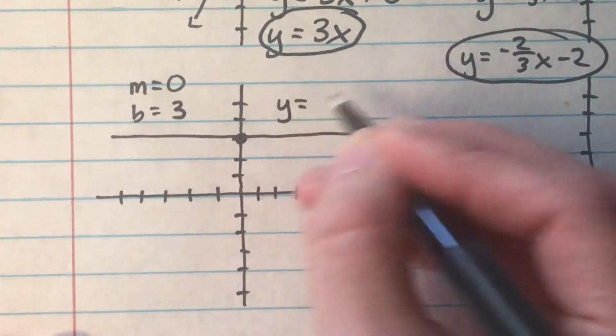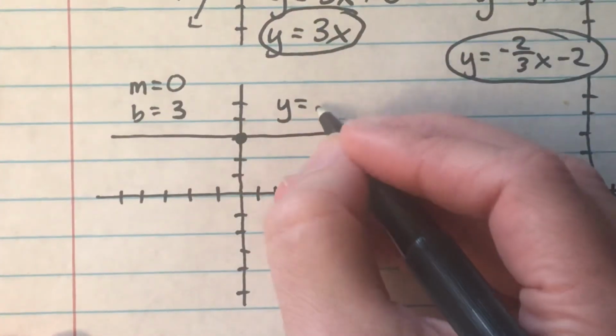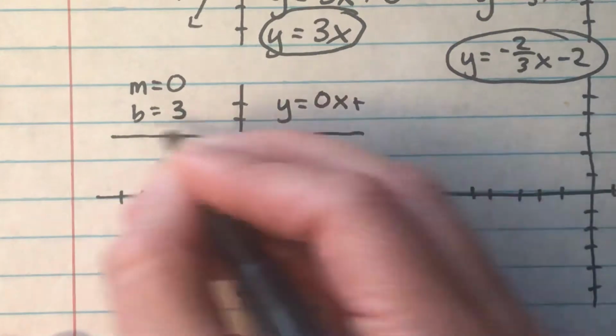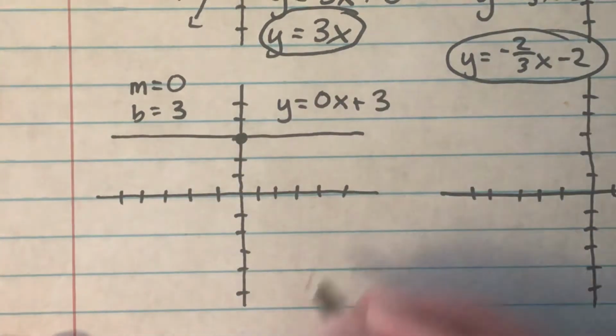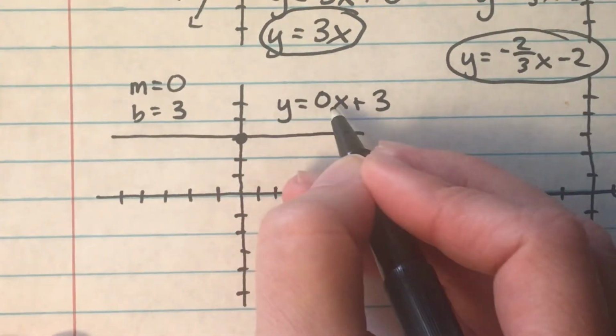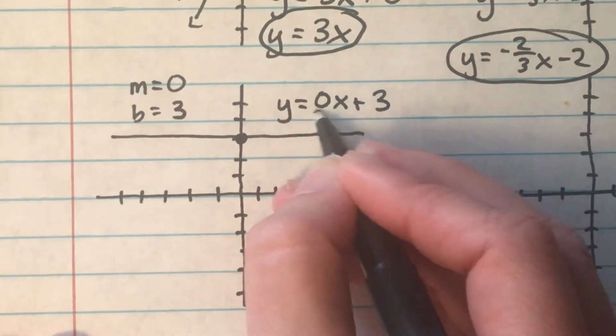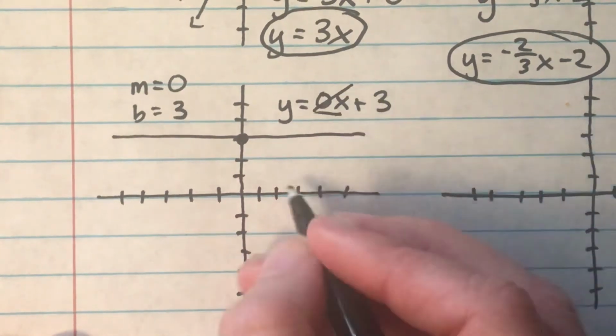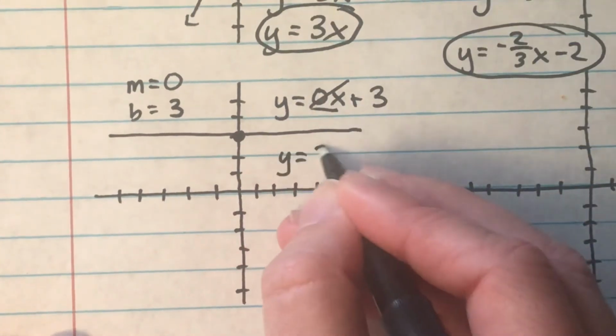So let's plug that in. y is equal to mx plus b. m is 0, so 0x plus b, which is 3. Well, 0 times anything is 0, so this piece right here just becomes nothing. And so we actually get the equation y is equal to 3.